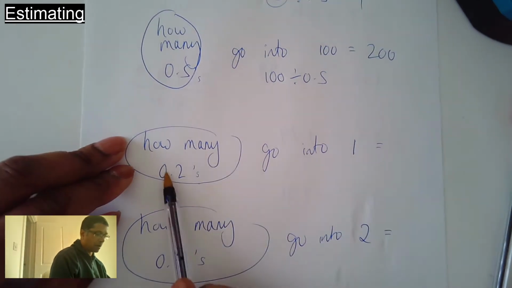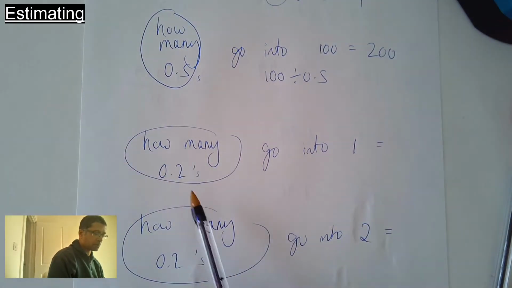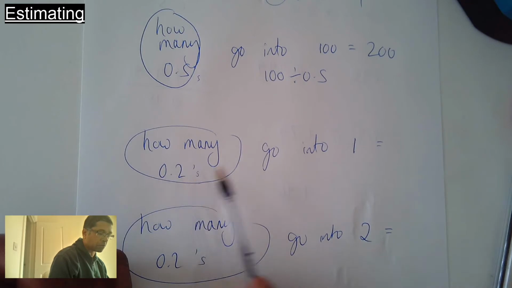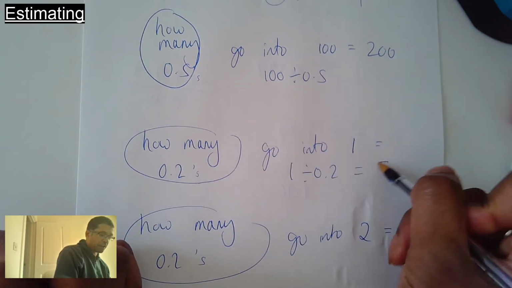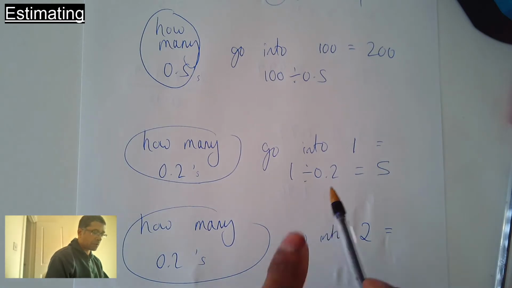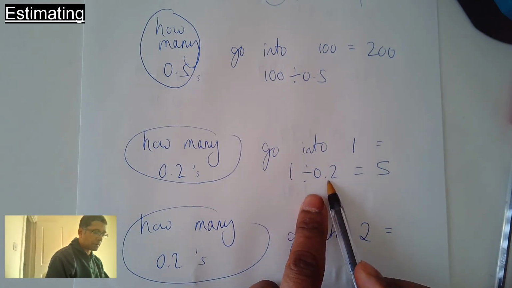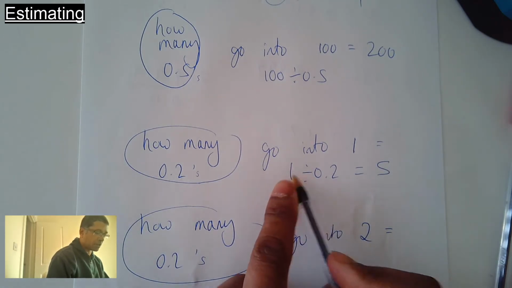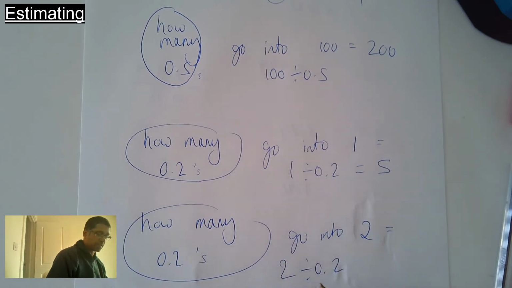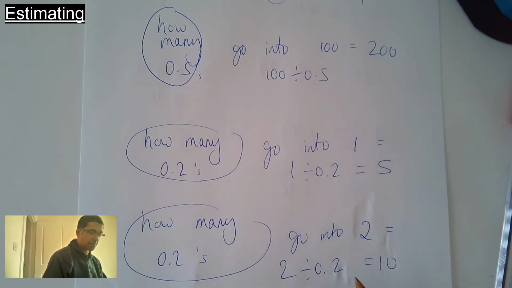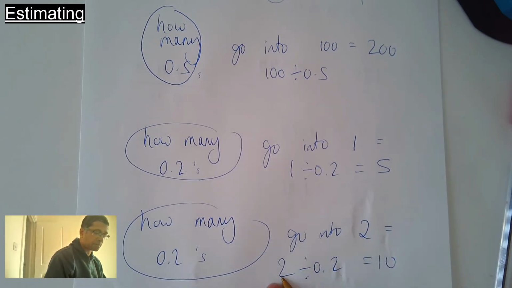How many 0.2 go into 1? That's like saying how many 20p pieces go into 1. So 1 divided by 0.2 would be 5. So dividing by 0.2 is the same as multiplying that number by 5. So 2 divided by 0.2 is the same as doing 2 times 5. It's 10. So how many 20p pieces go into £2? It's 10.